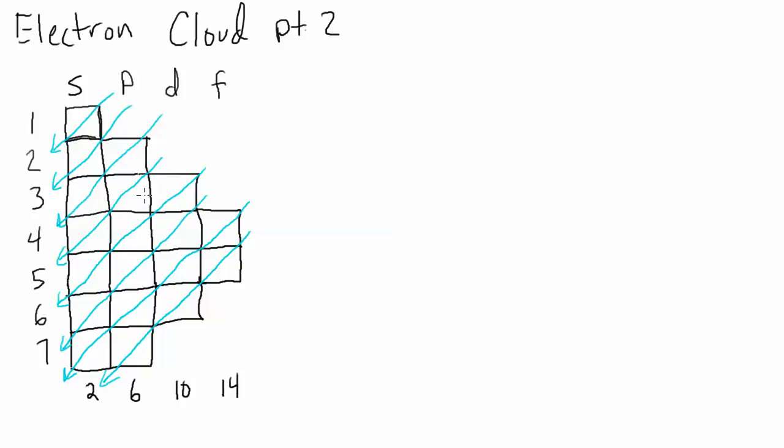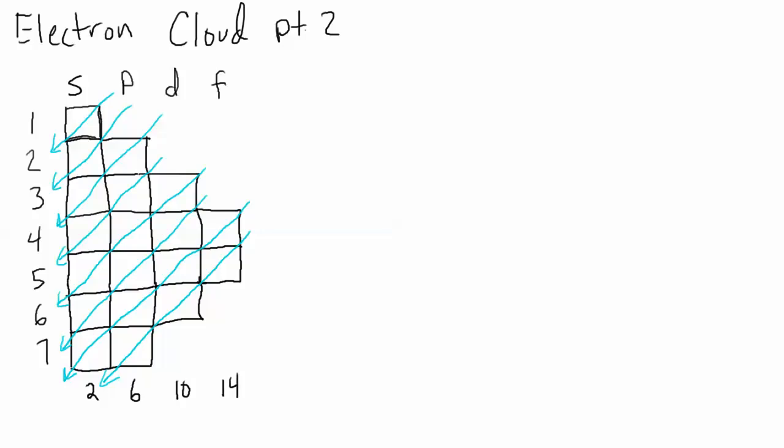And then before sublevel 3d gets any electrons in it, the electron cloud is going to take electrons into sublevel 4s next. And then after 4s is full, then 3d will fill. And then 4p will fill. And then 5s will fill. So this diagram will help you to kind of predict how these electrons are going to fill.